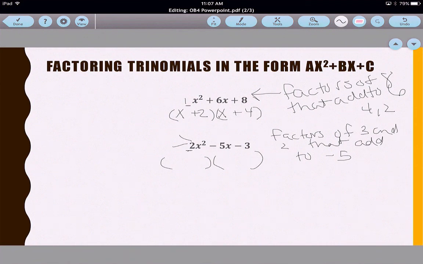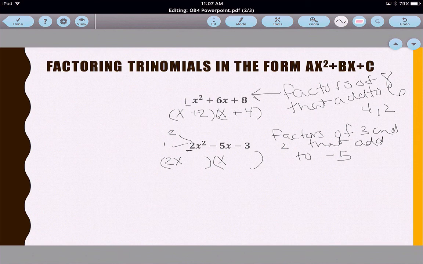Well, luckily, the 2 in 2x squared only has 2 factors, 2 and 1. So we're going to have one starting with 2x and the other starting with x. Again, this is because when we go to FOIL, when we do our first term, we need 2x times x to give us 2x squared.